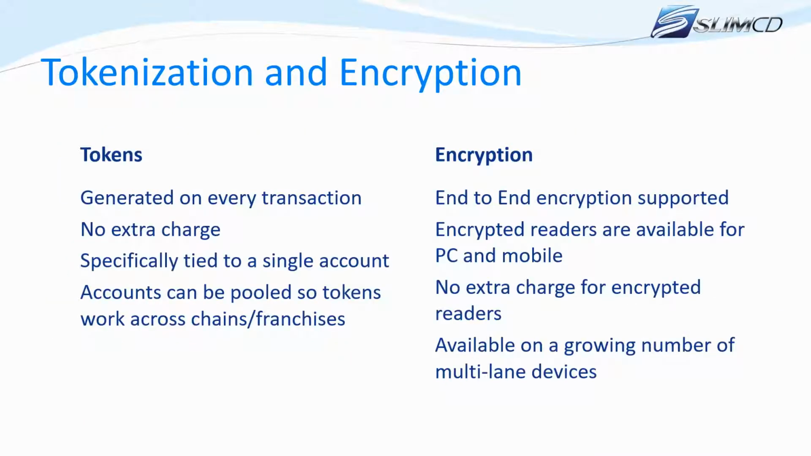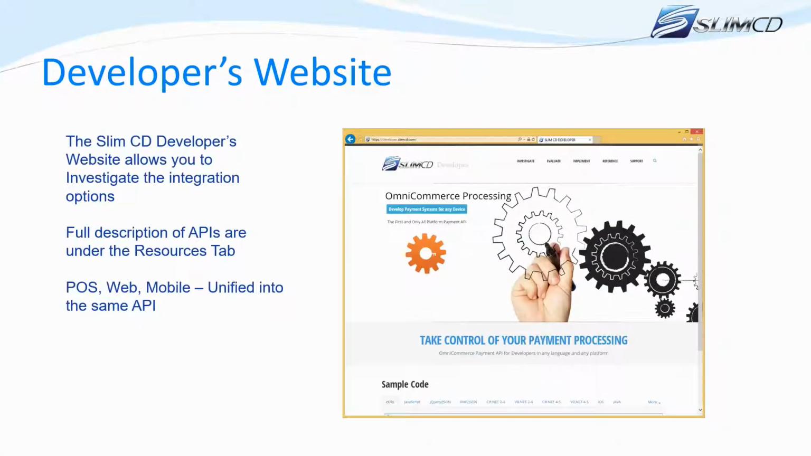So all of our transactions support encryption. If the hardware does the encryption, which all of our hardware can do, we will encrypt the data inside the hardware and send that to us. Every transaction returns a token that can be used for voids, credits, or to even charge cards on file.